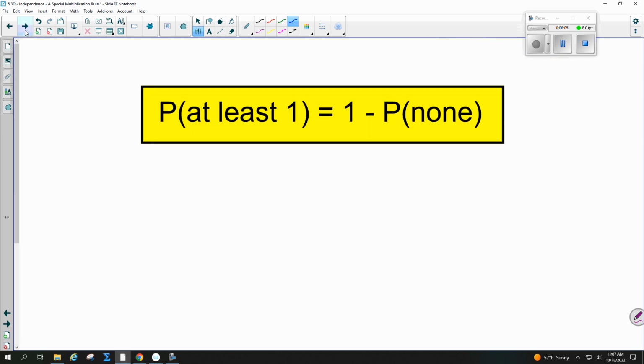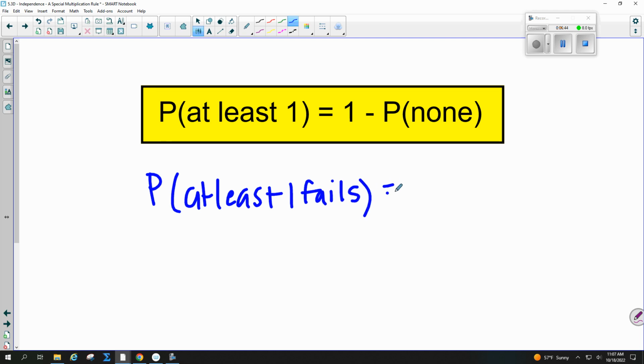And you should write this formula down. It is super important. Okay? Whenever the problem states at least 1, you need to use this formula: 1 minus the probability of none. So in the previous problem, when it asks for the probability that it failed, we only needed one of those to fail for the whole thing to explode. Just 1 out of the 6. So the probability of at least one of them failing is what we're looking for. At least 1 fails is 1 minus the probability that none fail, okay?